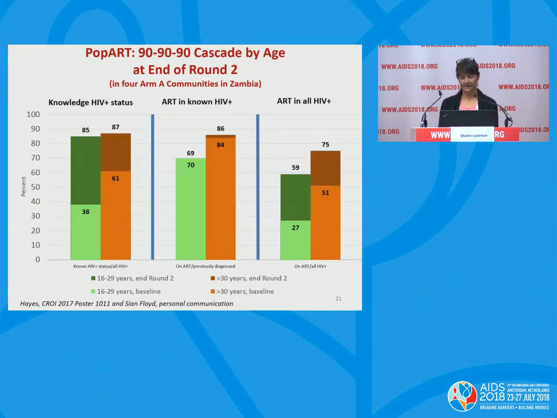Similar to the SEARCH team, the PopART team helped facilitate very impressive gains in HIV diagnosis. Because of particularly large increases in HIV diagnosis in youth, the gap in overall ART coverage between youth and older persons narrowed from around 24% at baseline to 16% after round 2 of interventions.